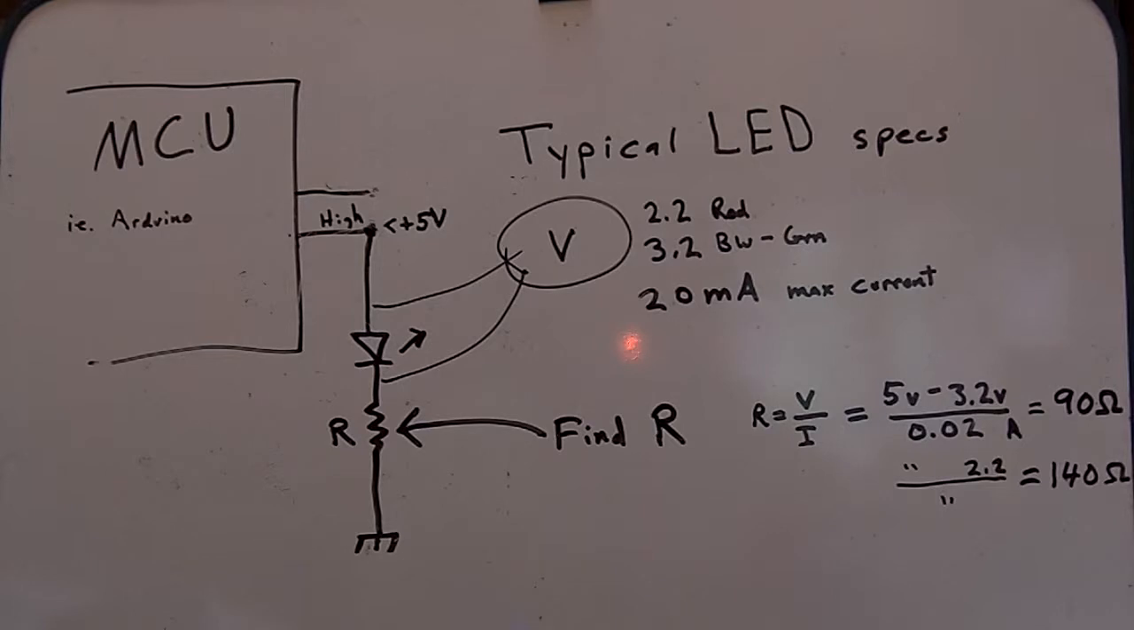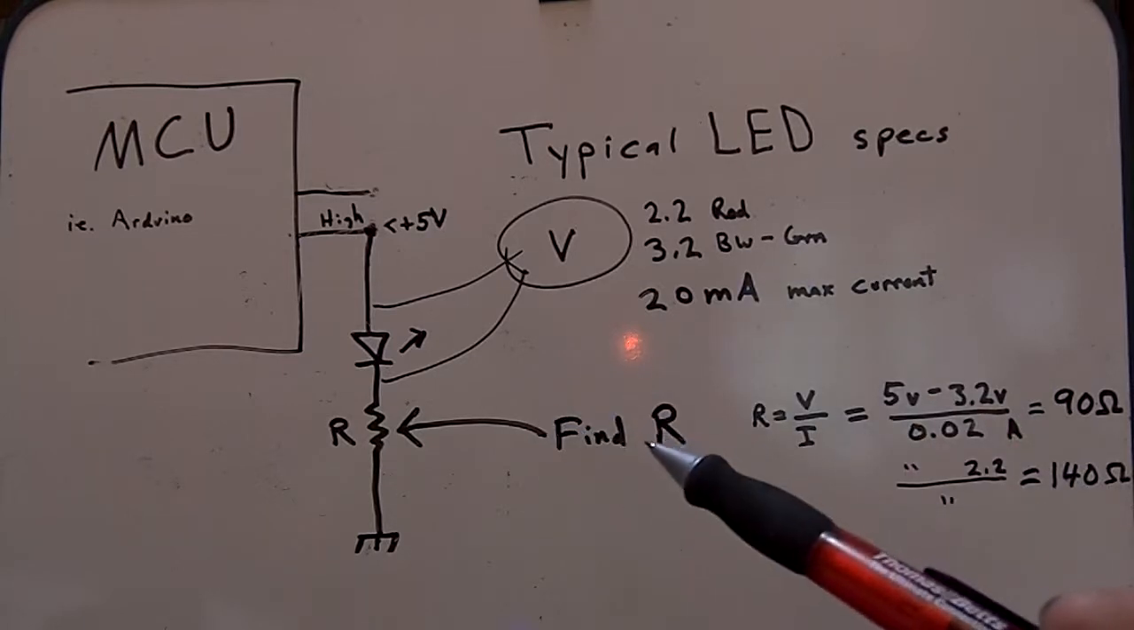Typical LED specifications. I'm going to give you some information on dealing with a typical LED. And I say typical in quotes. That's very important here. There are some LEDs in the higher spectrum, UV and purple and blue LEDs, that can drop as much as 5 or 6 volts. That's not typical. Most of them are going to drop about 3.2 volts.